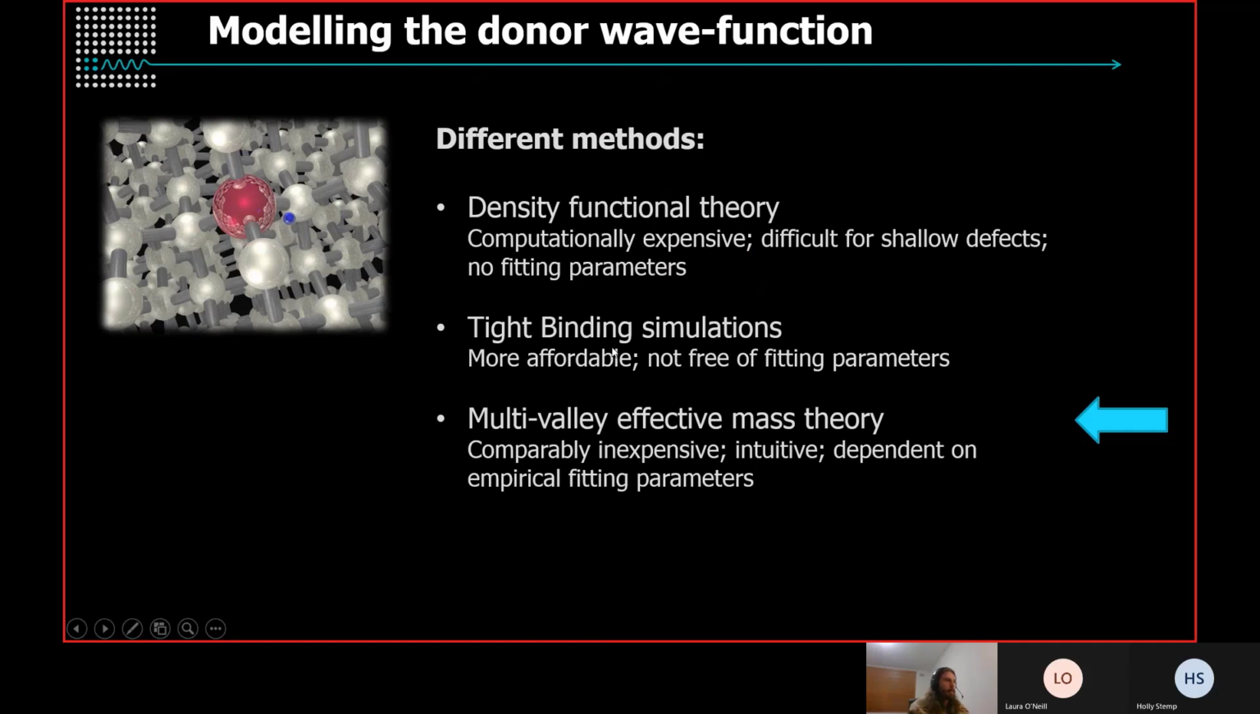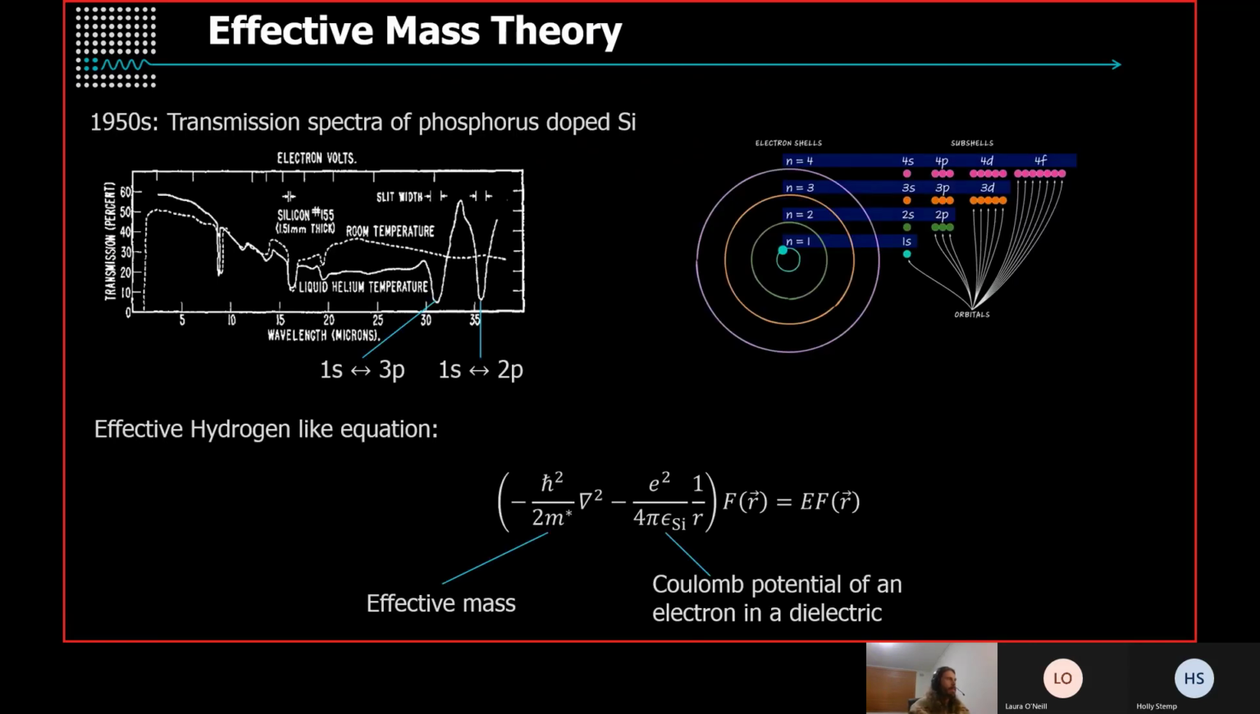Then there is tight binding, which is more affordable, but not free of any fitting parameters. And then there is the multi-valley effective mass theory, which I used here, which is comparably quite inexpensive. It's quite intuitive, but it does depend on empirical fitting parameters. Effective mass theory was developed in the 1950s, where people started to really get interested in donors. And for instance, they measured these absorption spectra. And what they saw is that the orbital structure of the phosphorus donor in silicon is really not too different from that of a hydrogen atom.